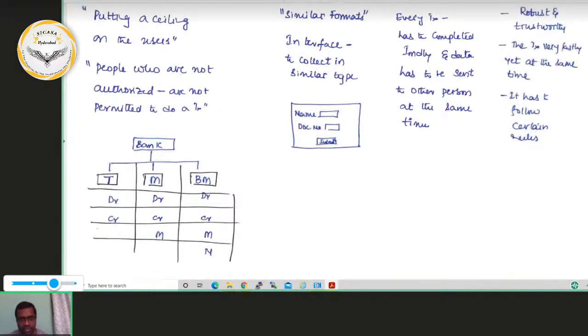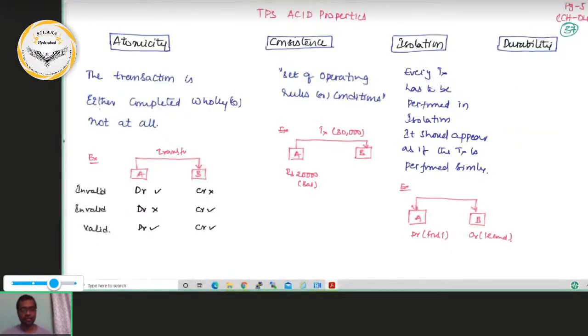In TPS we have the TPS ACID properties. So what do you mean by ACID properties? ACID means A is atomicity, C is consistency, I is isolation, D is durability. What do you mean by atomicity? Atomicity is nothing but the transaction either has to be completed wholly or not at all.